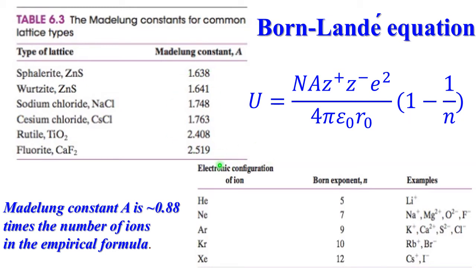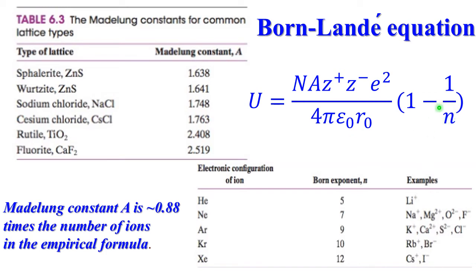How can we use this to estimate the bonding energy? Born and Landé derived such an equation where N is the Avogadro number, A is the Madelung constant, Z plus is the charge of positive ions, Z minus is the charge of negative ions. And these are physical constants: charge of electron, distance between positive and negative ions, and these are simply 4 pi.